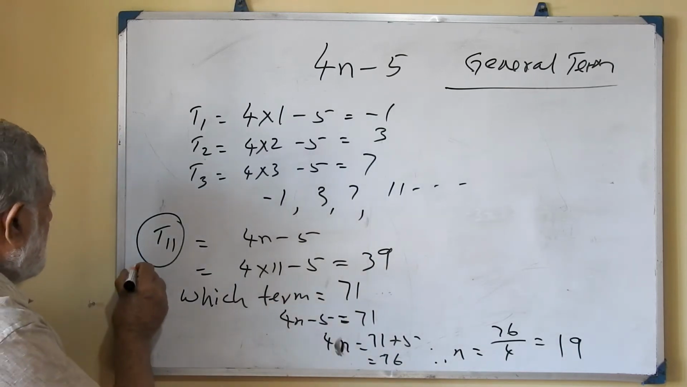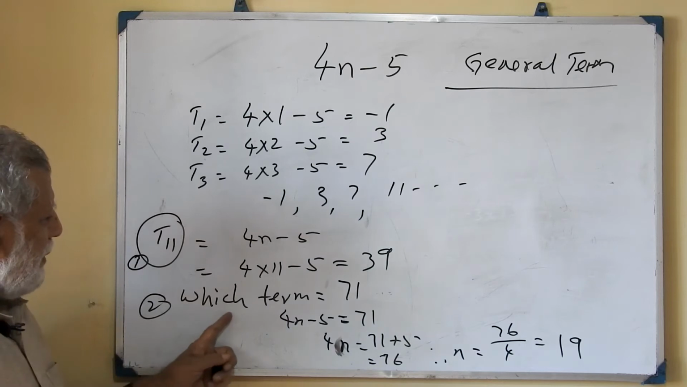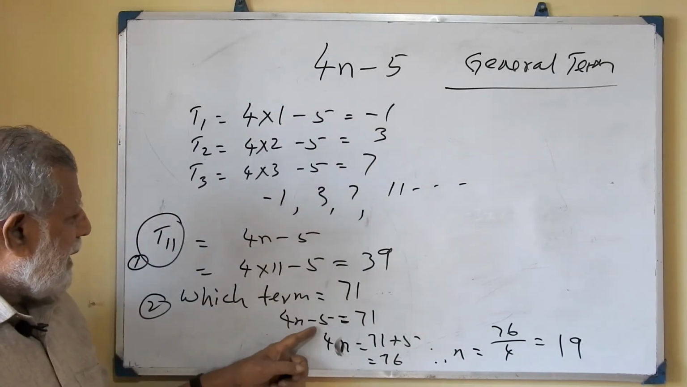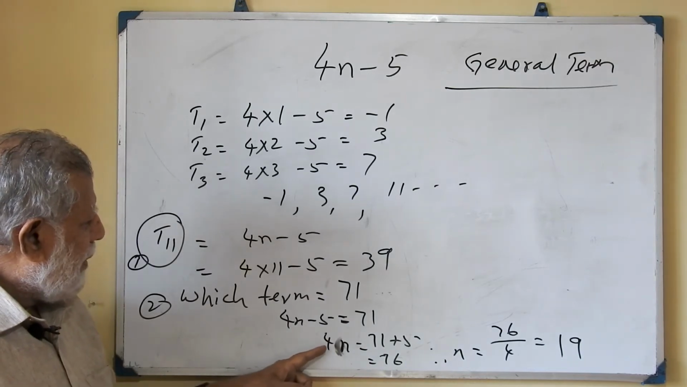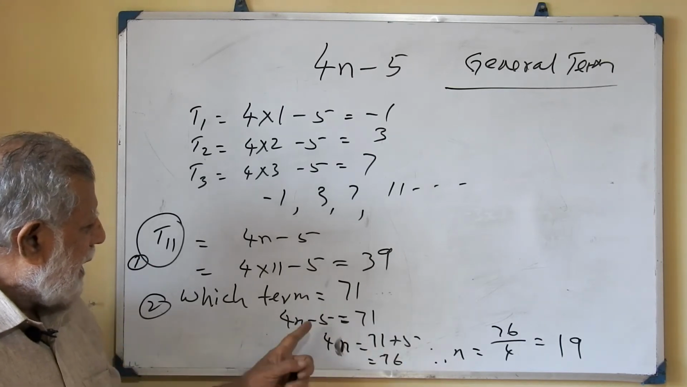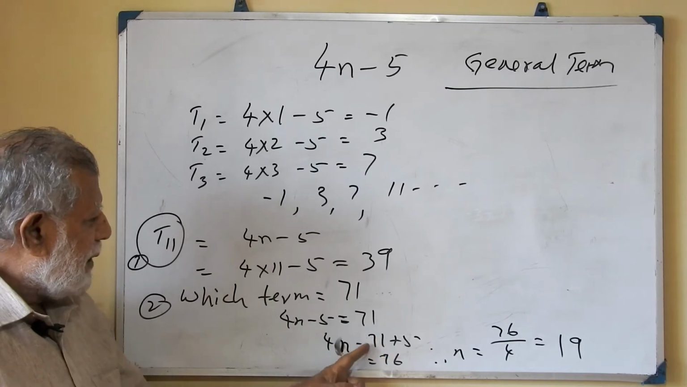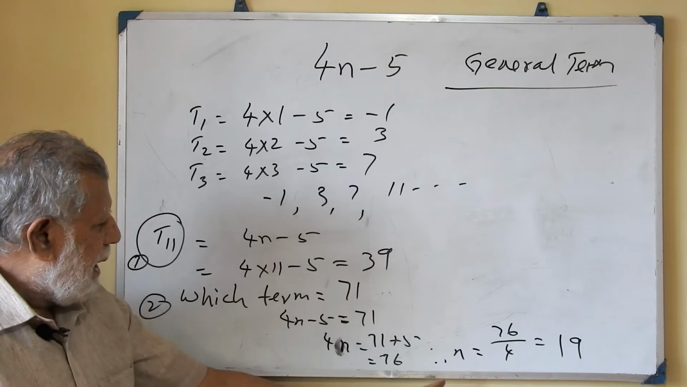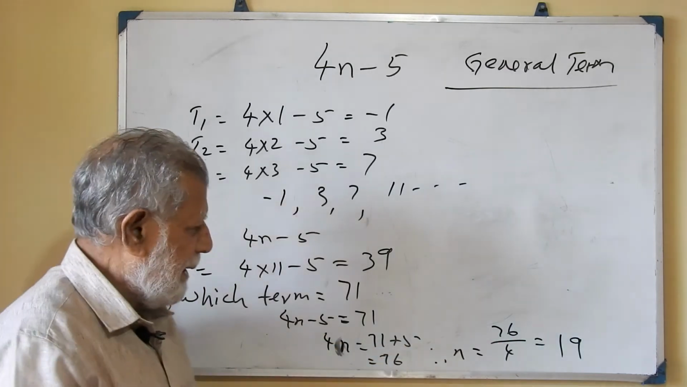Here the second question is, which term is 71? We take the same formula, 4n minus 5 is 71. So we have to find n. 4n is equal to 71 plus 5. You have to be careful when bringing the minus 5 to the other side of the equation: the minus sign becomes plus. So 71 plus 5 is 76. So 4n equals 76, n is equal to 76 upon 4, that is equal to 19.